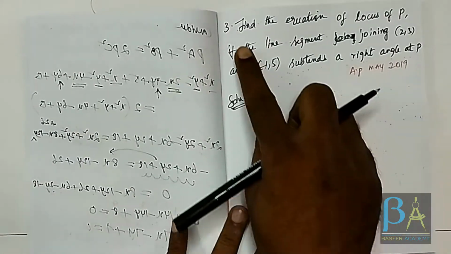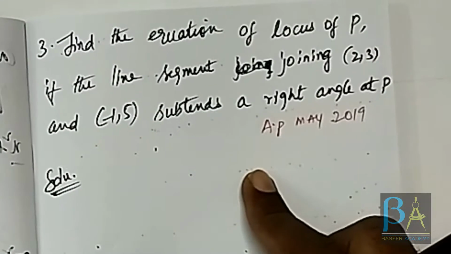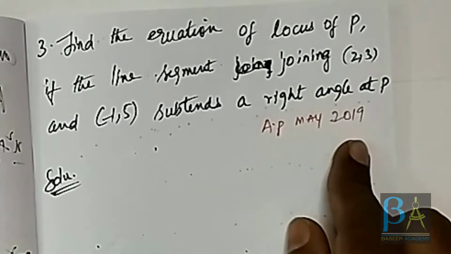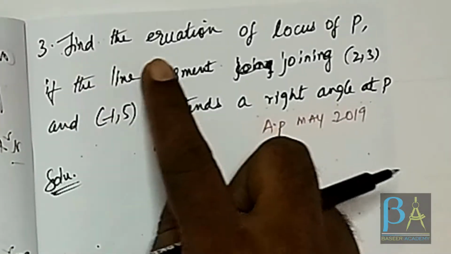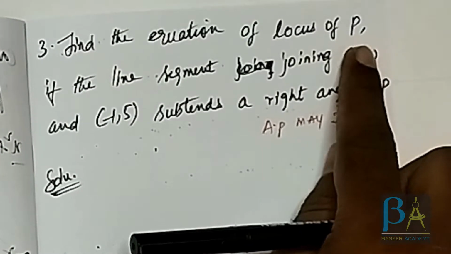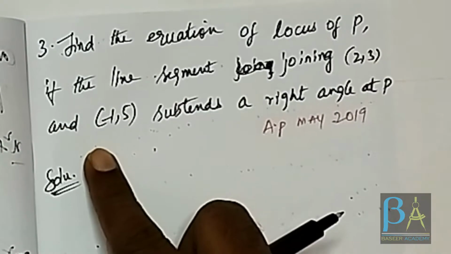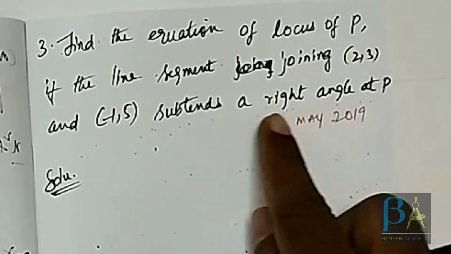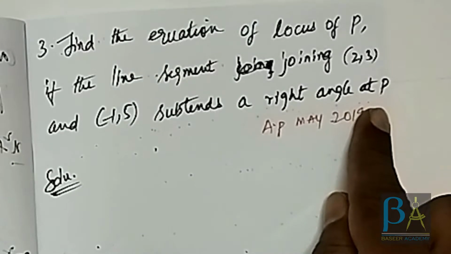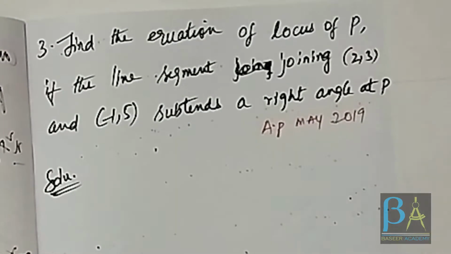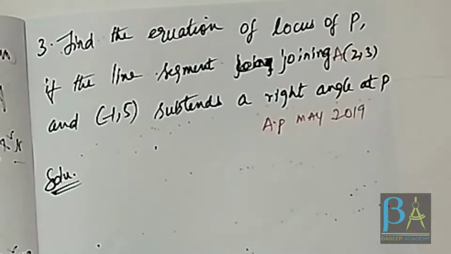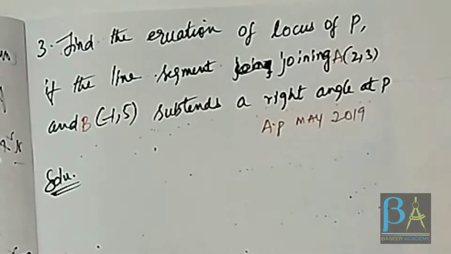Okay, now we have this question number 3 from the Intermediate first year examination, AP, May 2019 question paper. It says, find the equation of locus of P if the line segment joining these 2 points subtends a right angle at P. Let me give these points a name. Let us say this point is A, and this point is B.